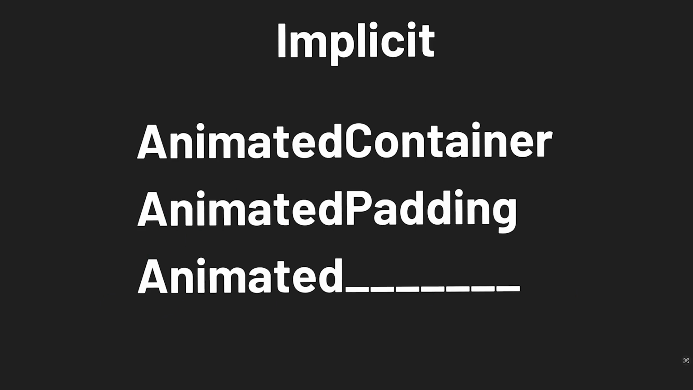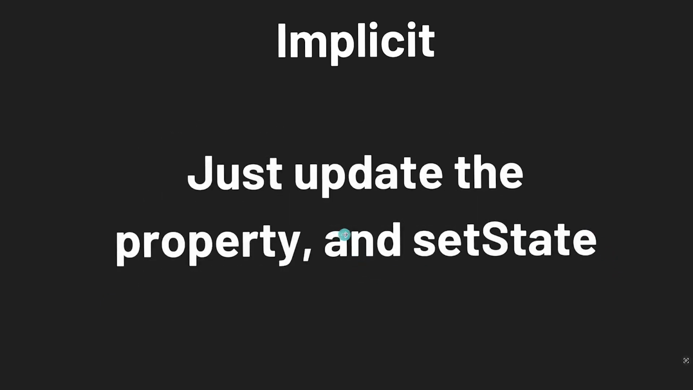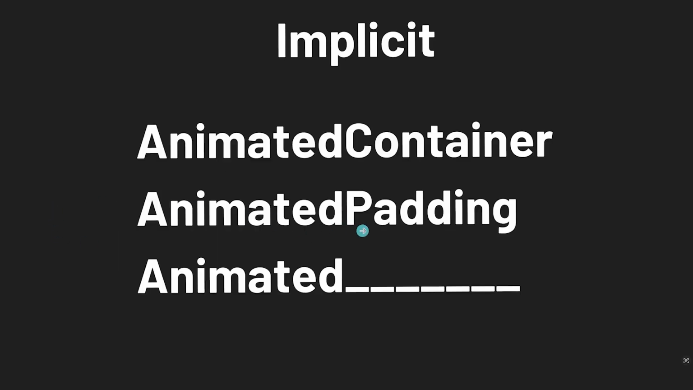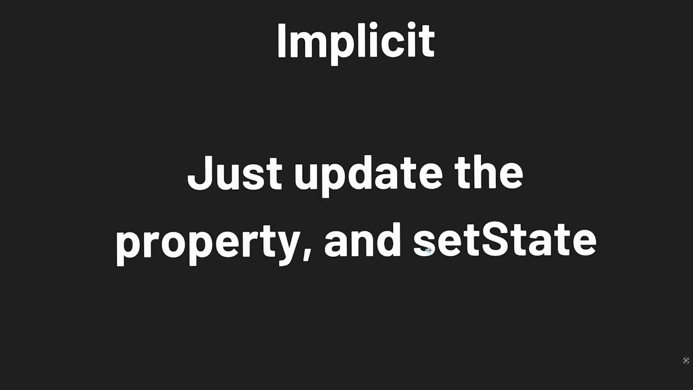And to make an implicit animation work, it's pretty easy. You just update the property and then call setState. So if we're talking about the animated padding widget, let's say we want to change the padding from 5 pixels to 10 pixels. We'll just change that variable from 5 to 10, call setState, and you'll see the animation happen like magic.